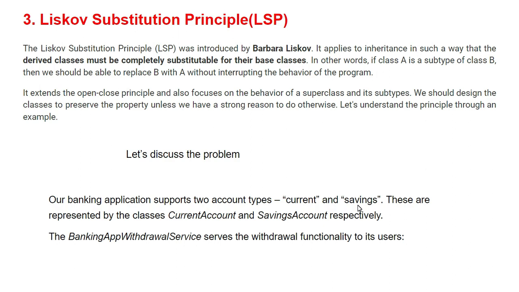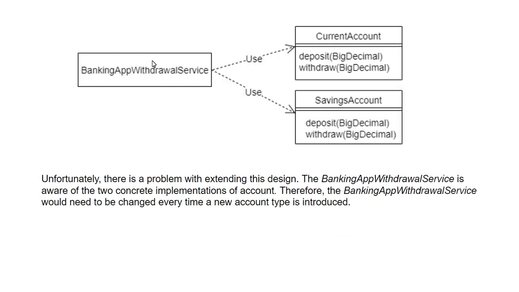If you go to the ATM, you can see they will ask whether it is your current account or saving account. These are represented by classes: a current account and a saving account respectively. The bank app withdrawal service serves the withdrawal functionality to the users, correct? So if you see in the diagram here, we have a bank app withdrawal service. Through that we can withdraw our amount from our bank, maybe from a current account, or maybe from a saving account.